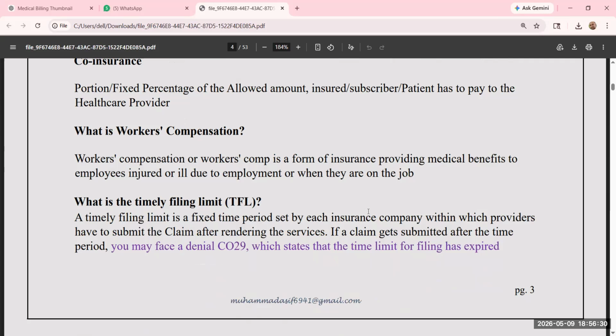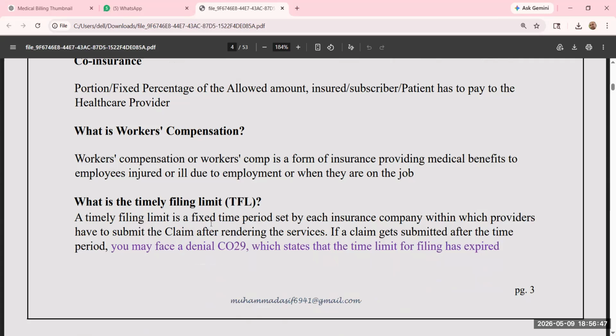So this is a kind of insurance that is applicable when a patient is working and an injury, illness, or problem occurs; that is when they use this insurance. What is the timely filing limit, TLF?